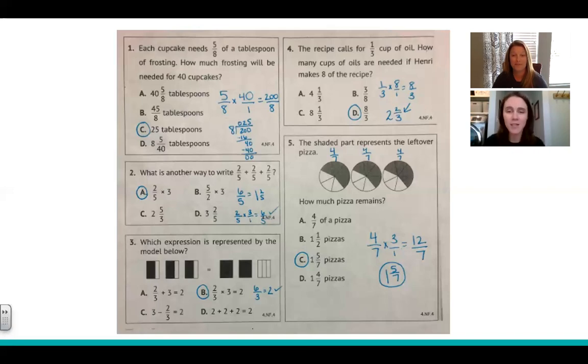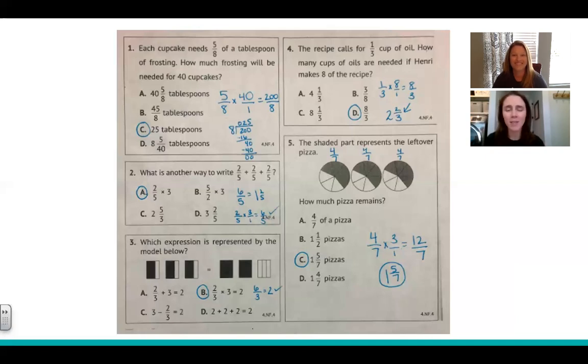All right, pizza, yum. So another visual one. The shaded part represents the leftover pizza. So that's how much is left that you can eat later. How much pizza remains? First, you have to know what your pizza is split into. They split it into sevenths. And the first one shown is 4/7, 4/7 again, and oh, wow, 4/7 again.